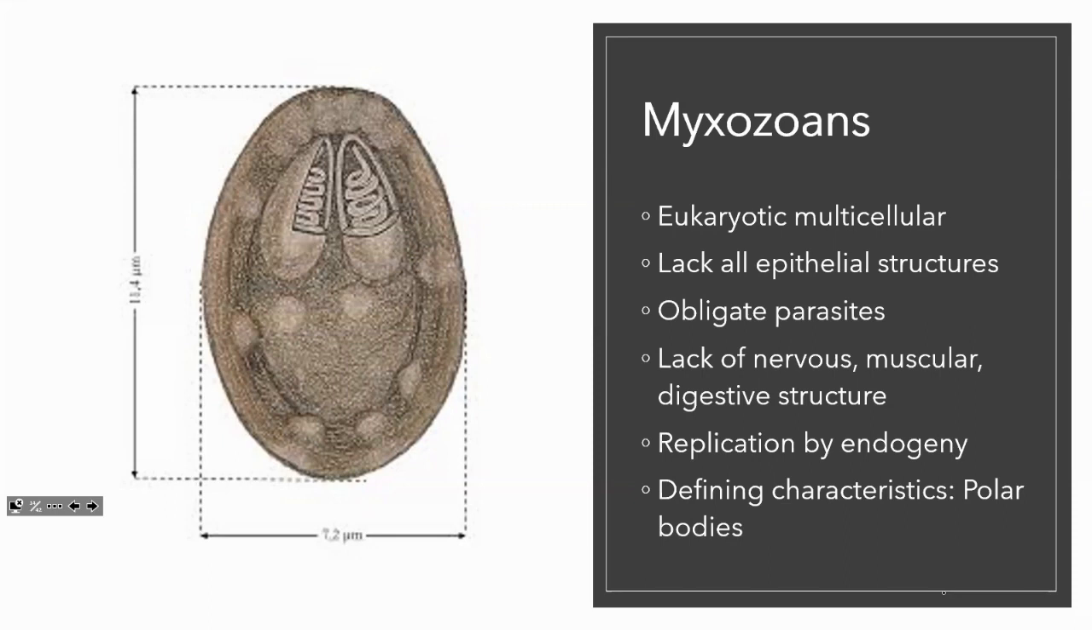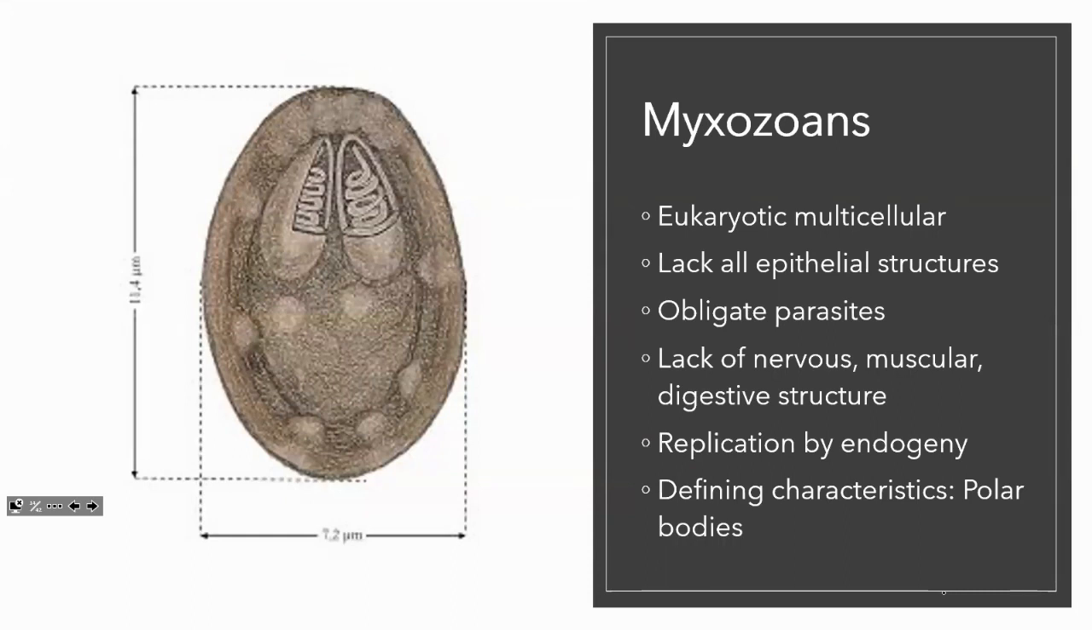They replicate by endogeny. I actually learned what that is recently. Some might think that they replicate through binary fission or a sexual process, but endogeny actually refers to the fact that this cell is able to produce spores within itself. The centrioles in the cells play no part in the reproduction of this organism. So it's something totally separate from binary fission or from mitosis or meiosis. Really what defines them is these polar bodies, which I already pointed out.